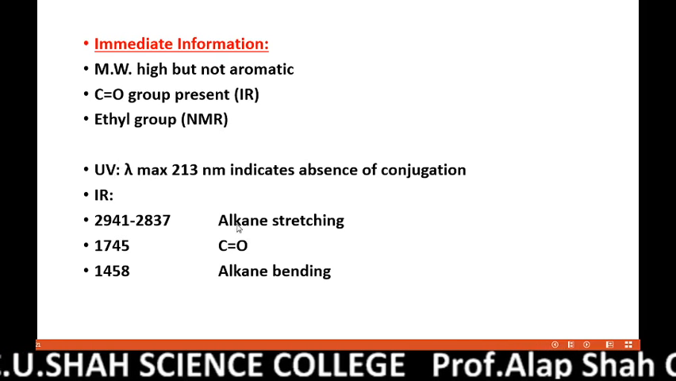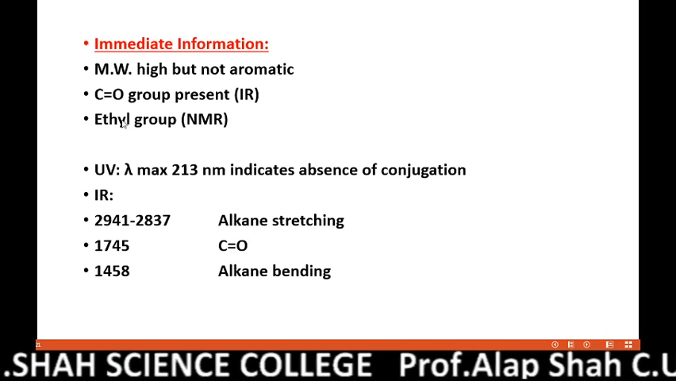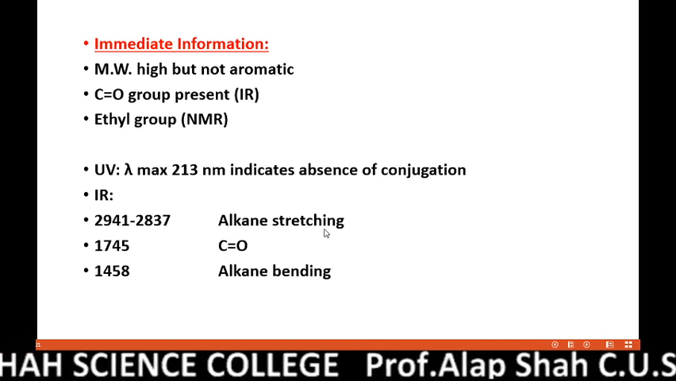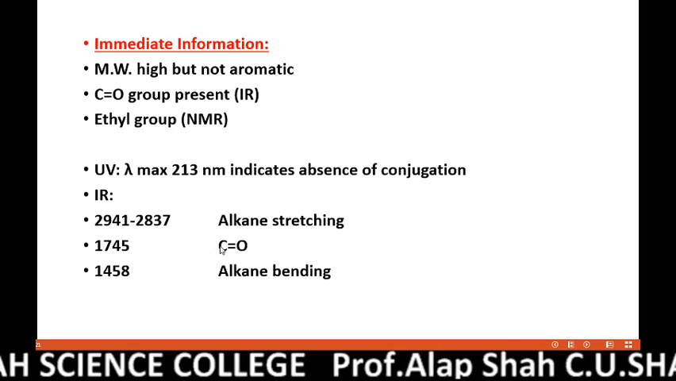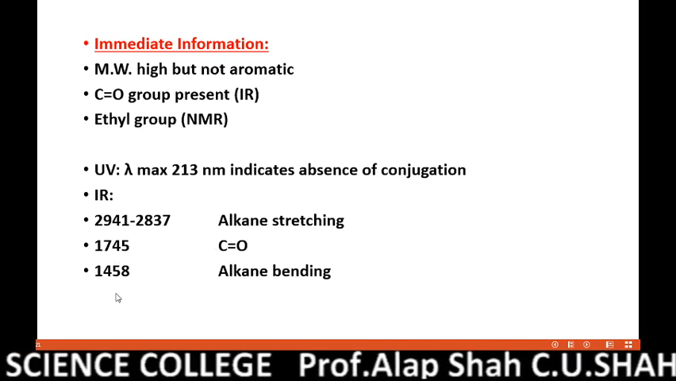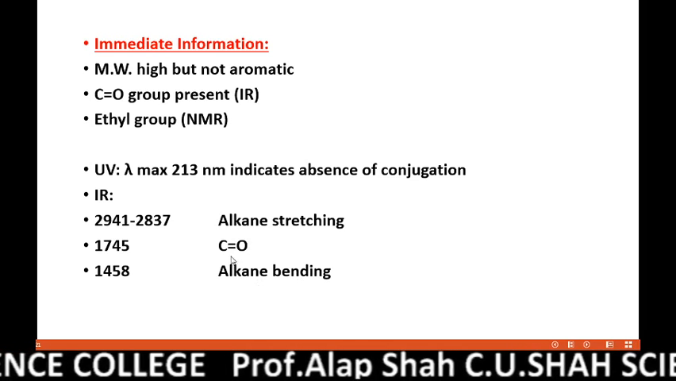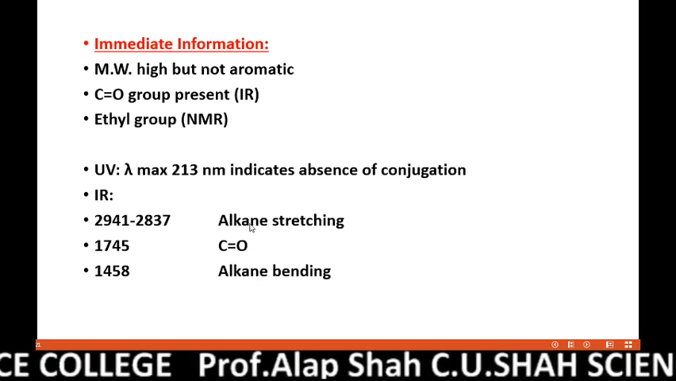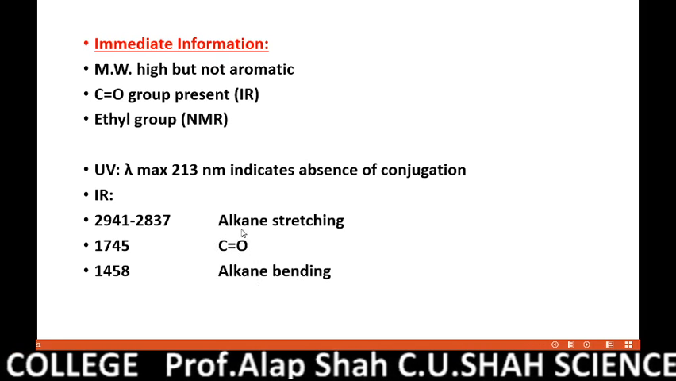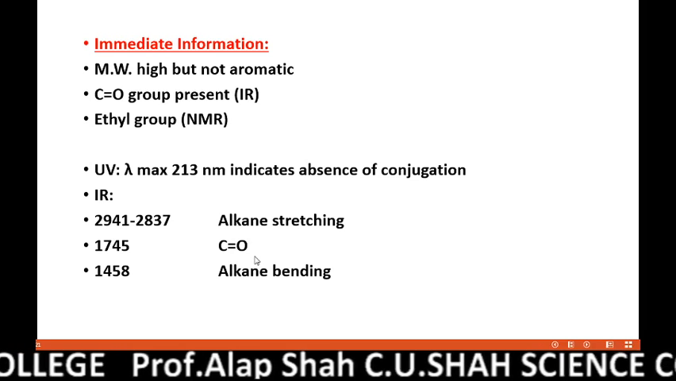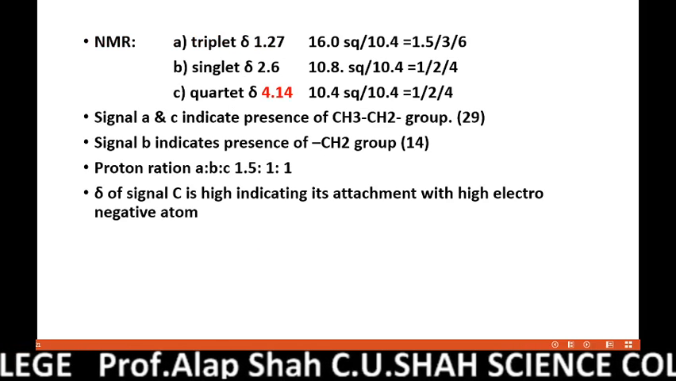In IR, the first range is of the alkane stretching. Ethyl is present, so alkane stretching is present. 1745 is a characteristic of carbonyl. 1458 is alkane bending. So from the IR, the significant information is presence of carbonyl. Now let us analyze NMR.